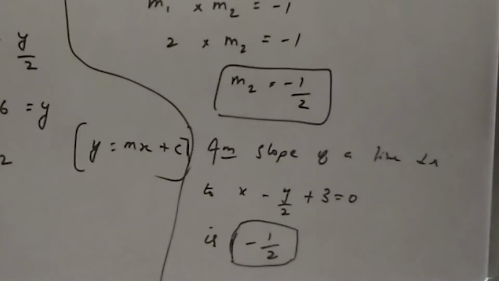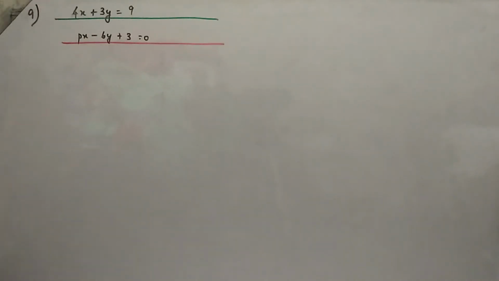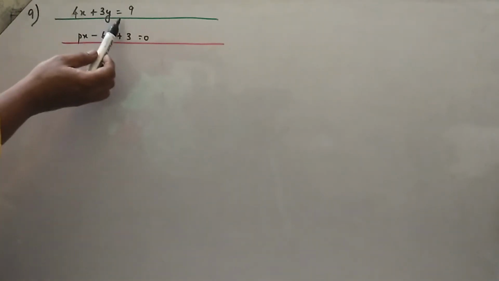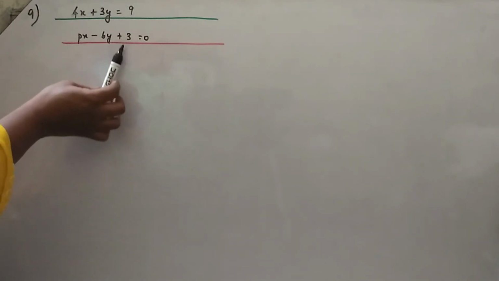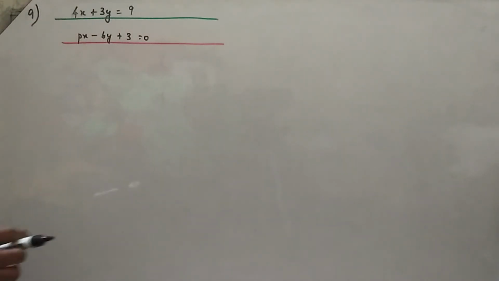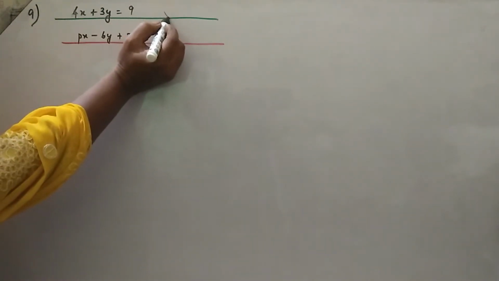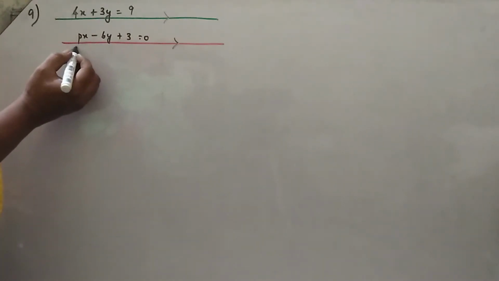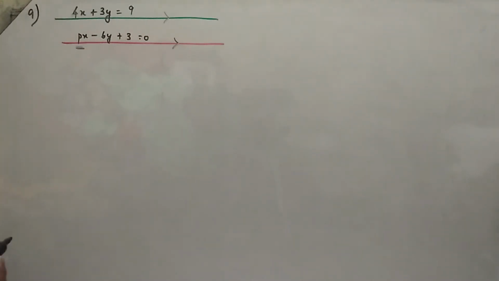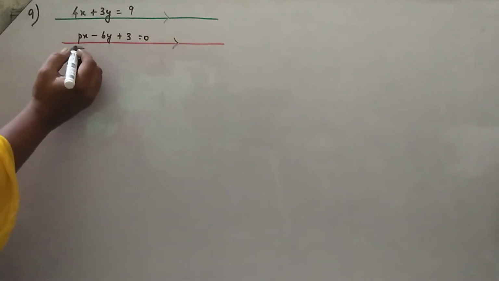Okay. So, question number 9 of the exercise. Given two lines, 4x plus 3y is equal to 9 and px minus 6y plus 3 is equal to 0. These two lines are parallel. Find the value of p.